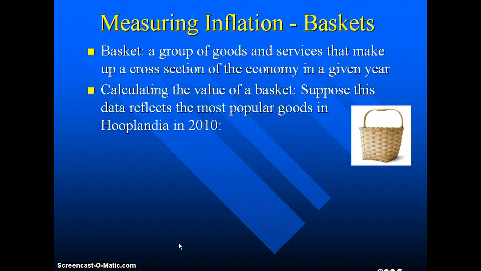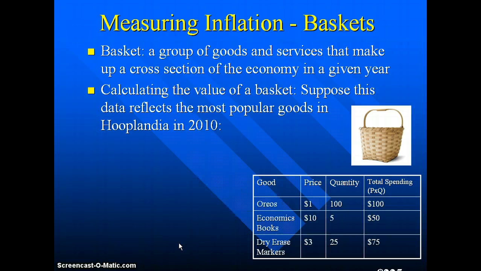All right, now here's how we calculate a basket, and it's really simple actually. Suppose this data here reflects the country of Hooplandia. All right, now Hooplandia, we have three goods in our basket. We have Oreos, economics books, and dry erase markers. Seem like pretty reasonable things. Everybody would want them. Okay, now you'll notice that in order to calculate the value of our basket, we have a couple things we have to do. The first is we take a look and we see that the price of Oreos is $1. The price of economics books is $10, and the dry erase markers are $3.